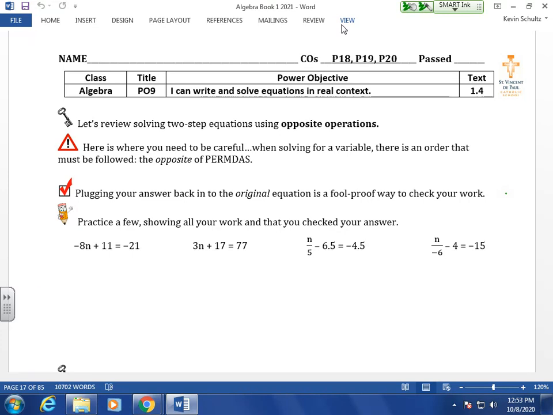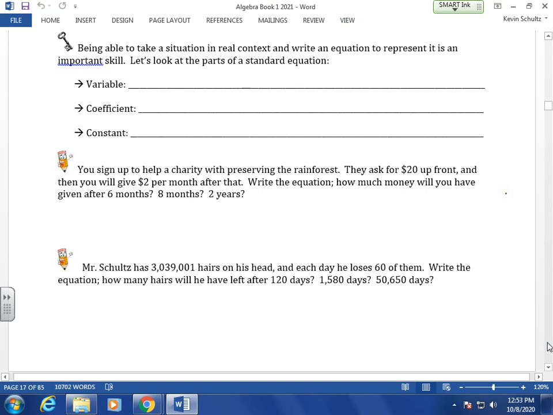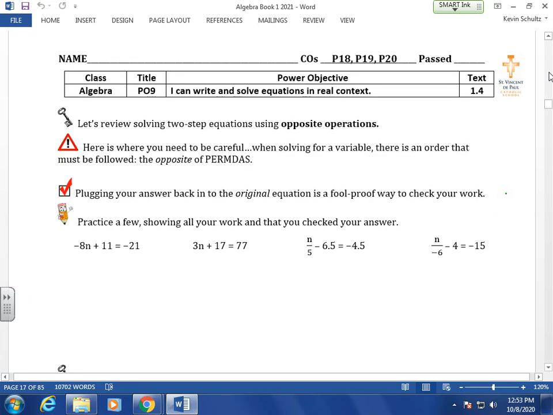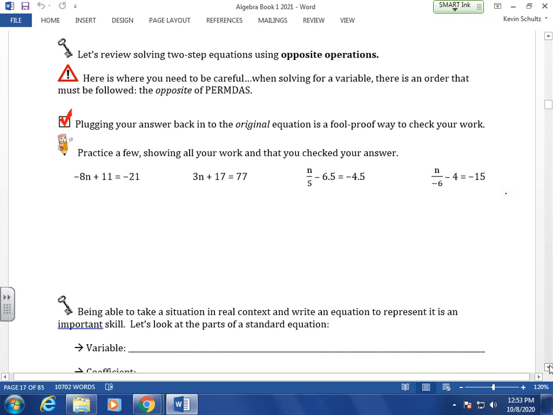So who would like to share with us how you would go about solving for the variable in negative 8n plus 11 equals negative 21? Negative 8n plus 11 equals negative 21. Carolyn?